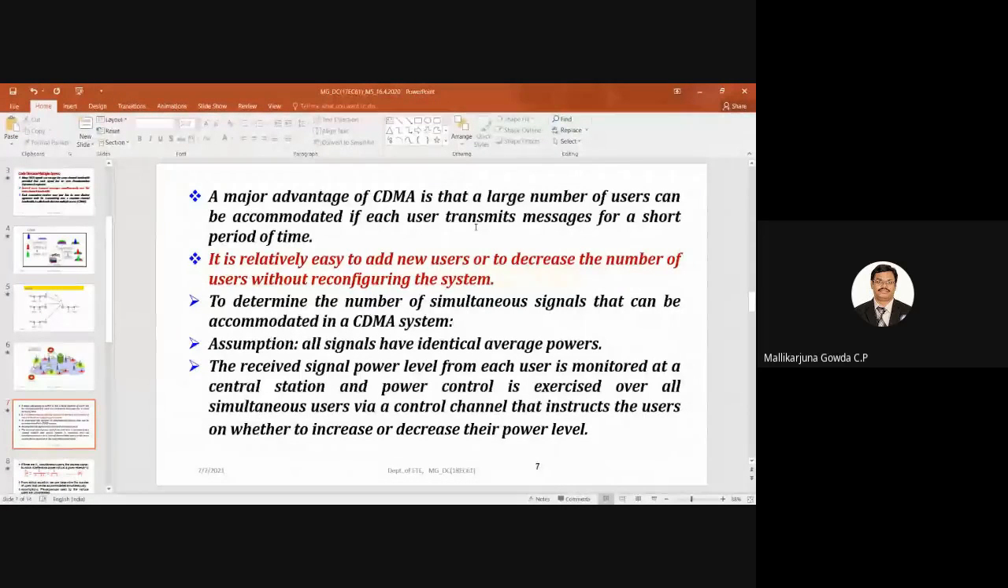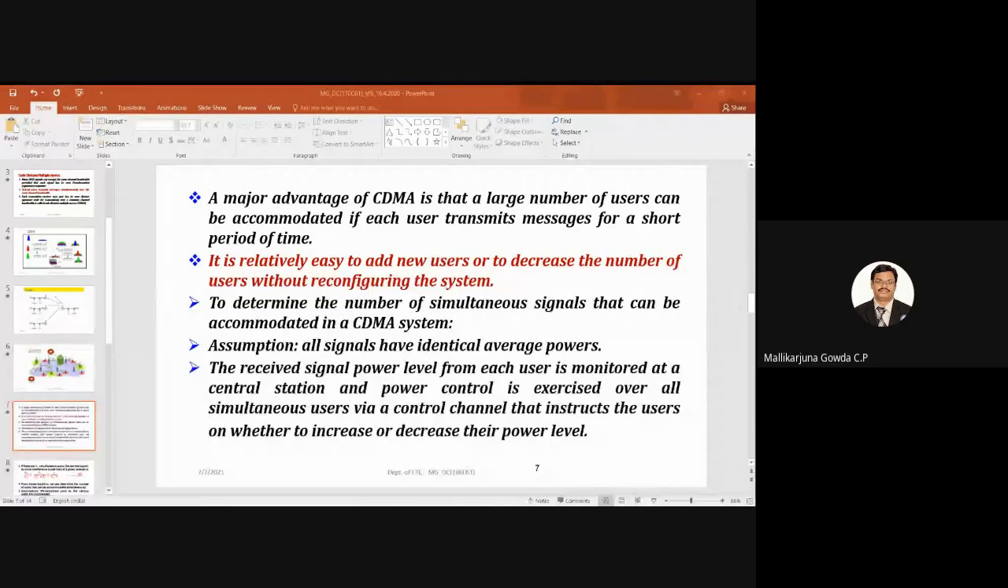So to determine the number of simultaneous signals that can be accommodated in a CDMA system, this is the procedure. Since we are discussing CDMA, let us try to understand how we find the number of simultaneous users that can be accommodated in a CDMA system. First assumption is, let us assume that all signals have identical average powers.